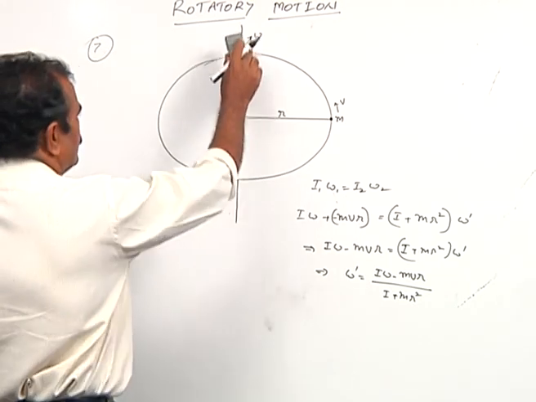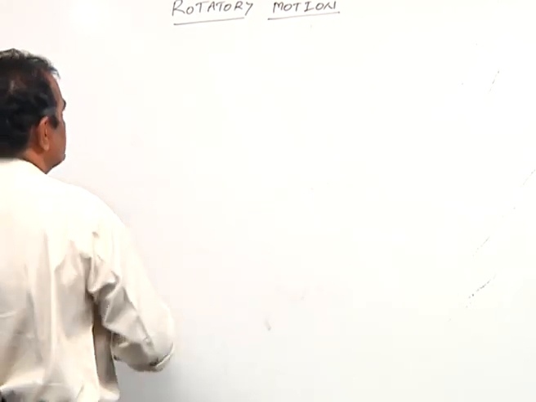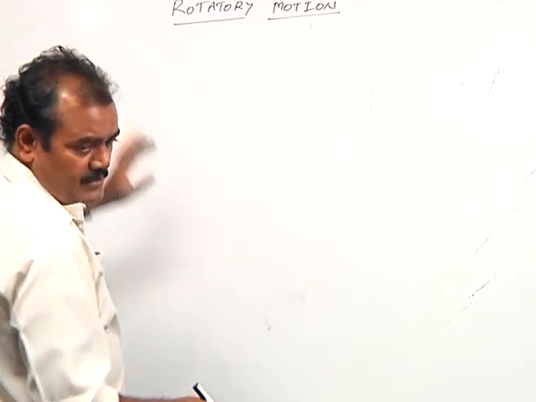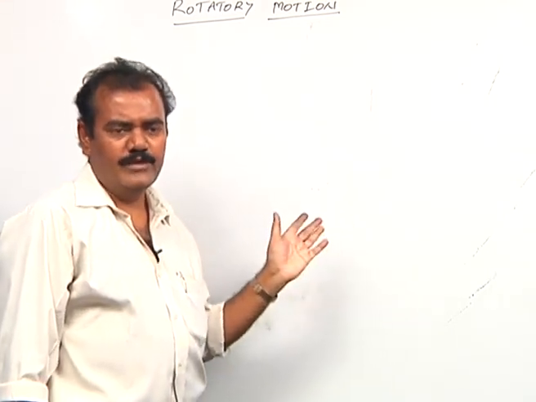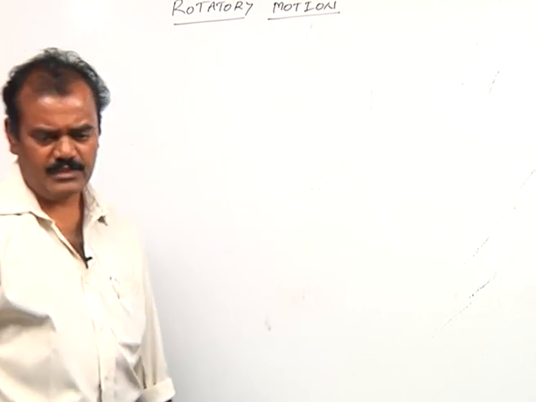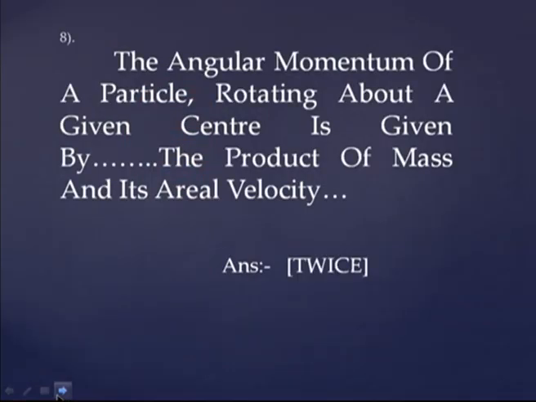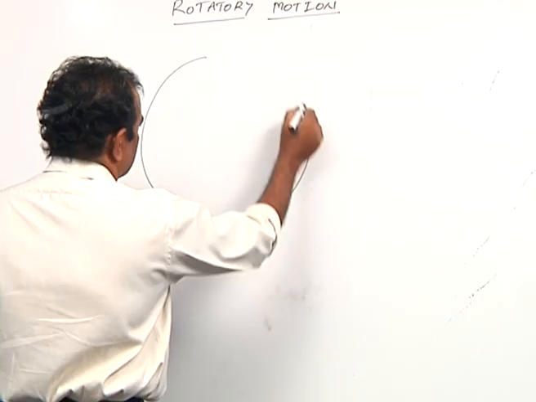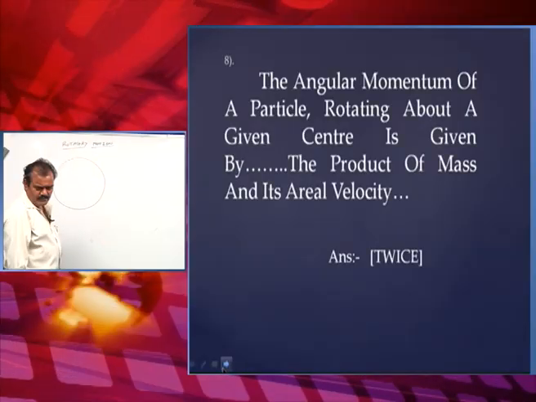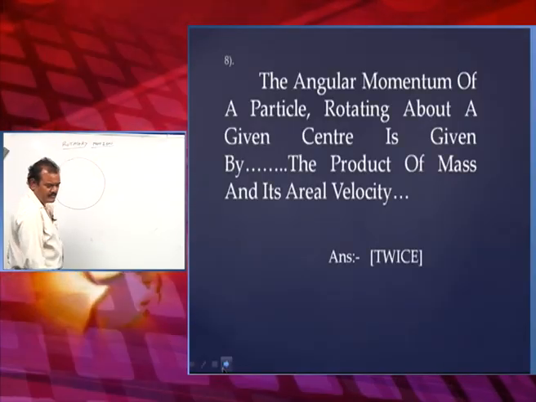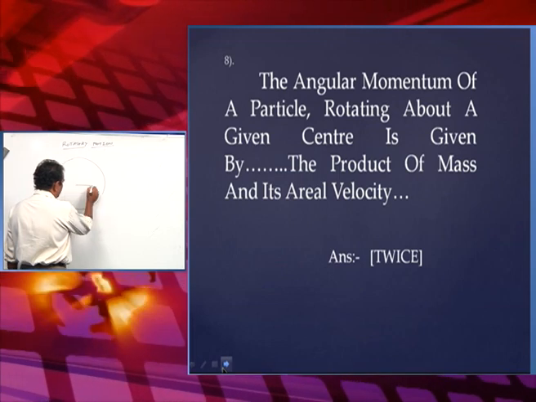Now we are coming to the eighth problem. This seventh problem was purely based on the conservation of angular momentum. In this next problem you are given a fill in the blank: the angular momentum of a particle rotating about a given center is given by the product of a mass and its areal velocity.